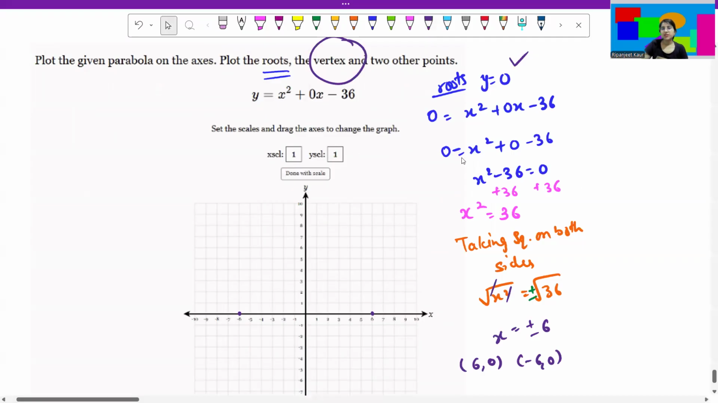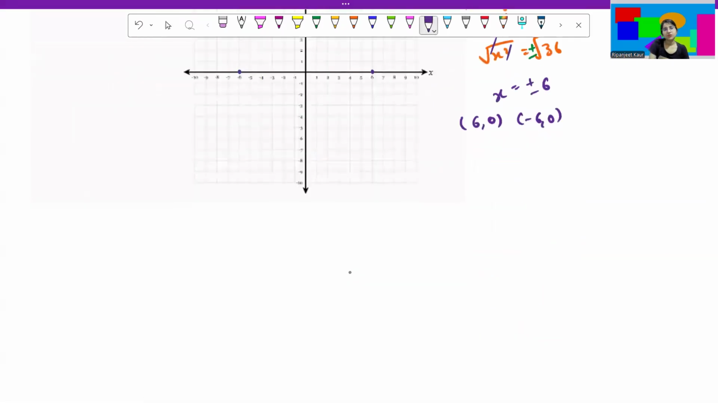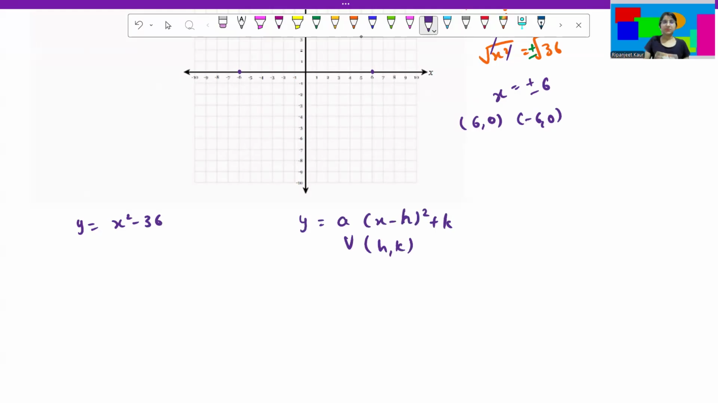Another thing they are asking about is the vertex. So we want to find the vertex for y is equal to x square minus 36. We know according to the vertex form, a times x minus h whole square plus k, where h and k are going to be the vertex. Now again here comes the question: if there is a plus or minus b whole square, it's a square plus 2ab plus b squared.